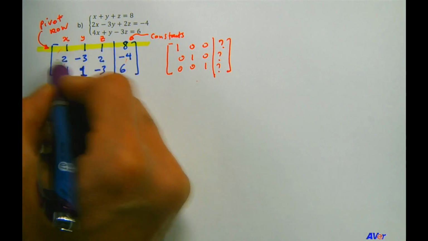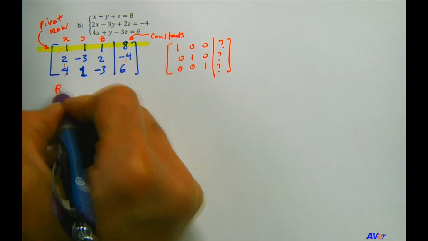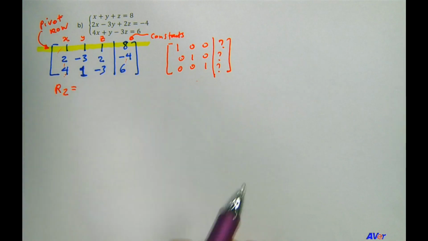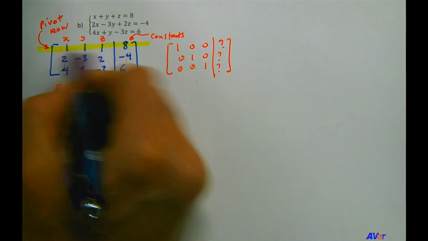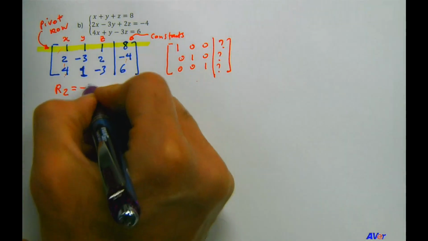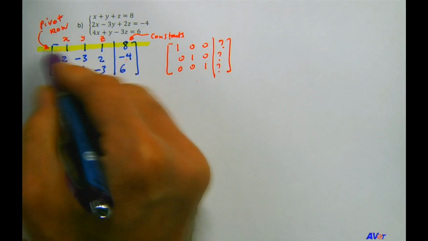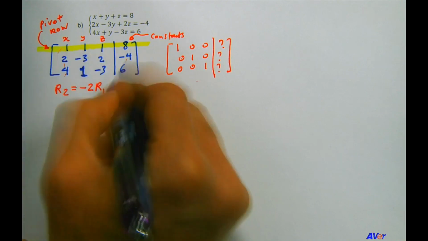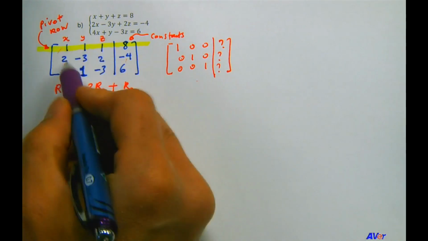Well, first of all, to make this 2 to 0, we're going to have to change row 2, right? So row 2, let's write down the row operations first. Row 2 is equal to minus twice the pivot row, which is row 1, minus 2 times row 1, plus row 2. Okay, that's going to give us a 0 in that spot.